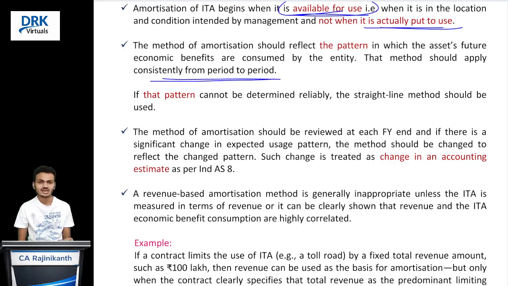Suppose you are not able to determine the pattern of consumption of economic benefits of that particular intangible asset. In that case, no problem. You follow the straight line method, that is sufficient. That is what the standard is saying.